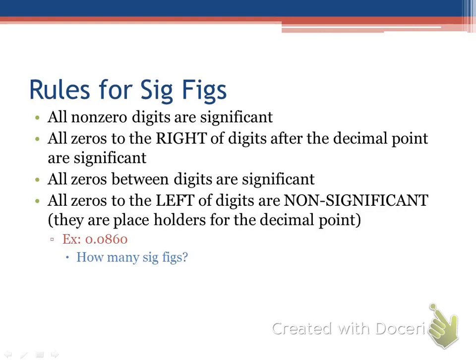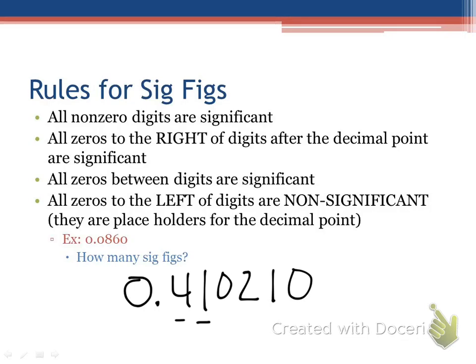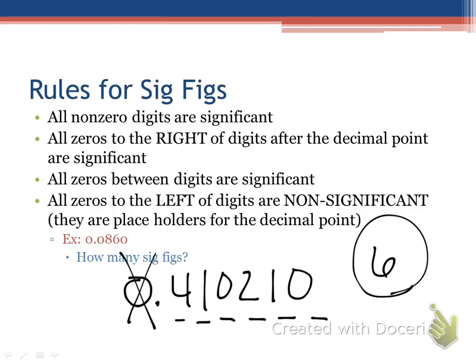Let's try another one here. 0.4102. How many do we think? Hold up. 6. 1, 2, 3, 4, 5, 6. I would agree. Okay, this is non-significant. Okay? Because if it were in centimeters, we would just move it over one place and it would be in millimeters, right? And that zero would go away. So there was a 0 before?